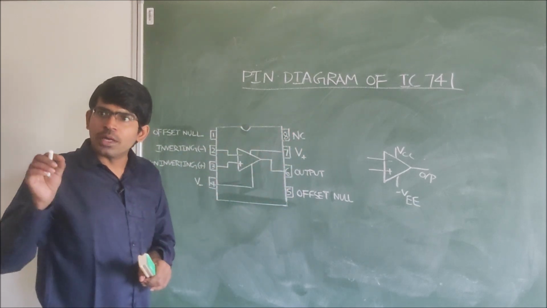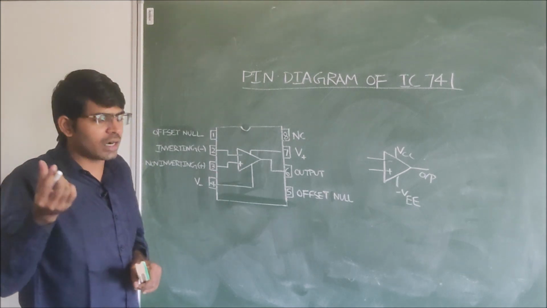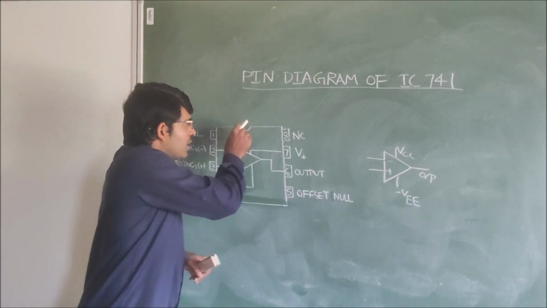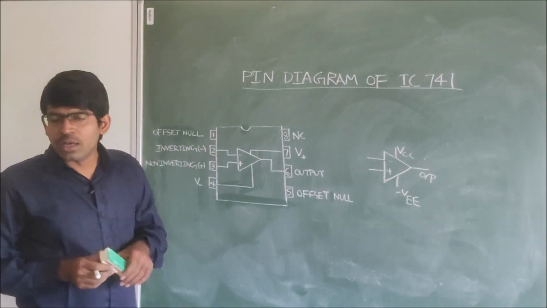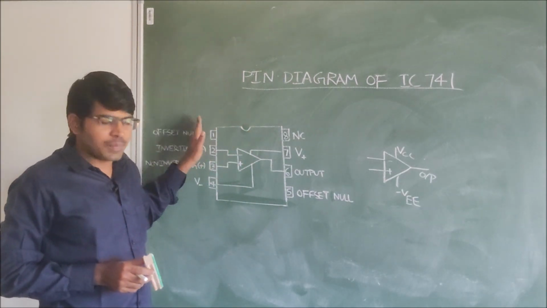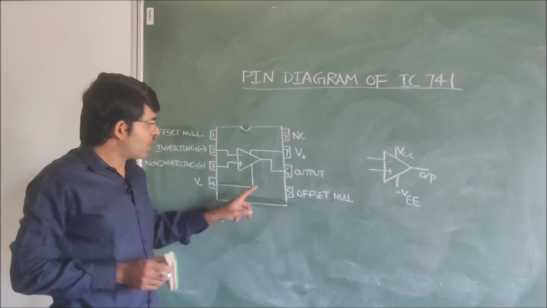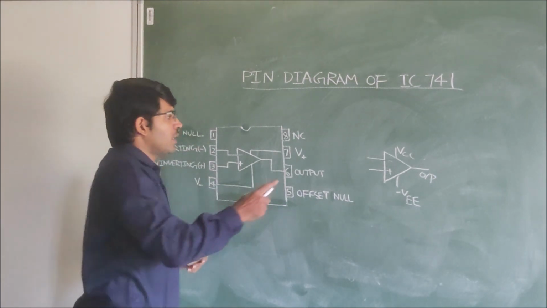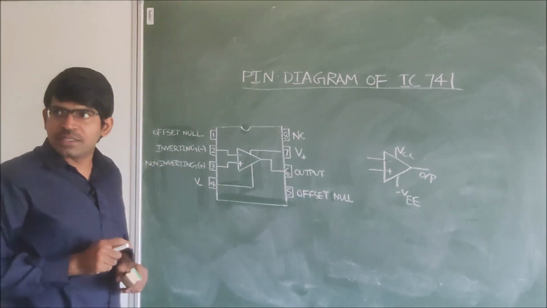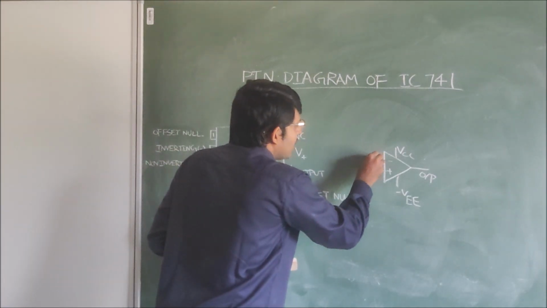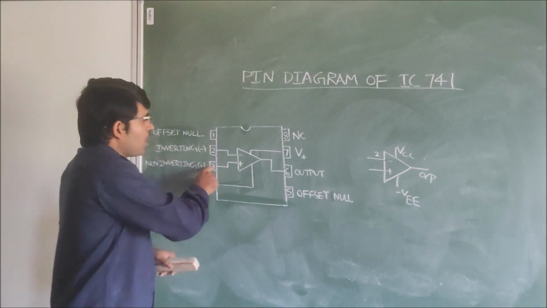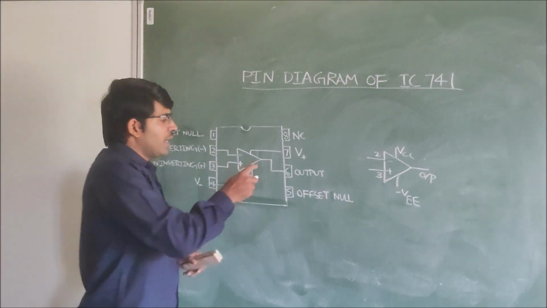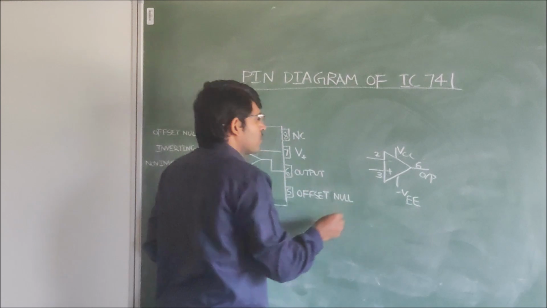Where we have to connect the pin 1, because by seeing the IC we cannot tell which is 1 and which is 4. For that they give a small half circle. From this half circle, on the left side the pins start 1, 2, 3, 4 and 5, 6, 7, 8. In these pins, the second pin is the inverting input terminal, the third pin is the non-inverting input terminal, and the sixth pin is the output.